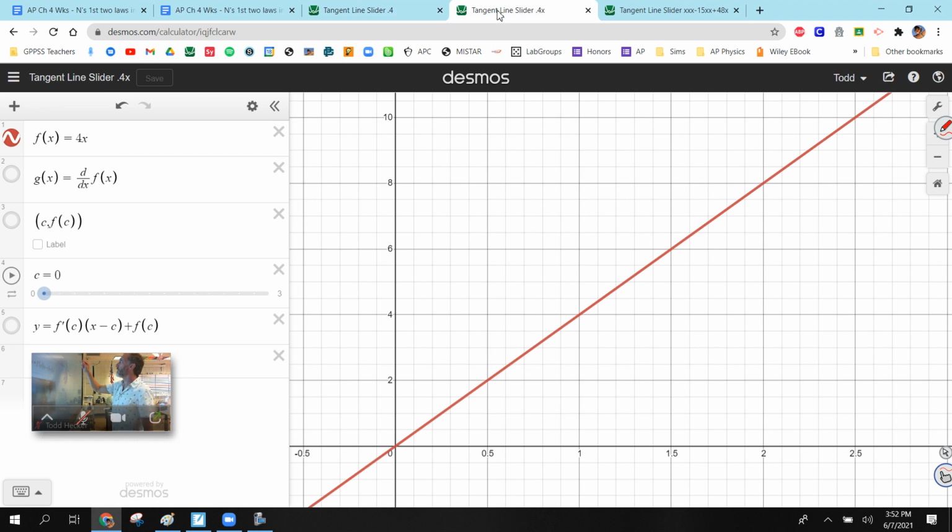Not too crazy. All right, let's do this one. This is the equation f of x equals 4x. If you think y equals mx plus b, this is like plus 0, so our slope is 4. And in fact, it is, right? Because if I run 1, I rise 4. There you go. The slope is 4.